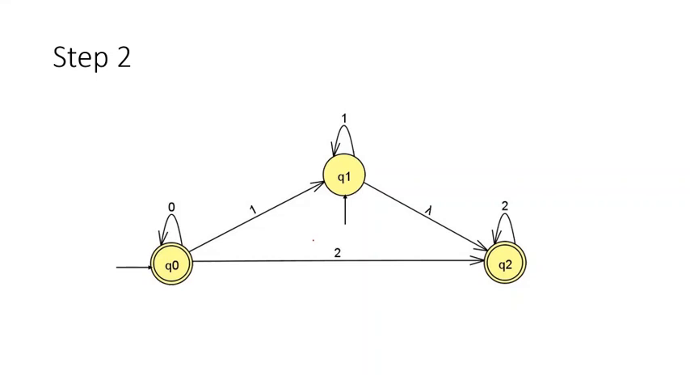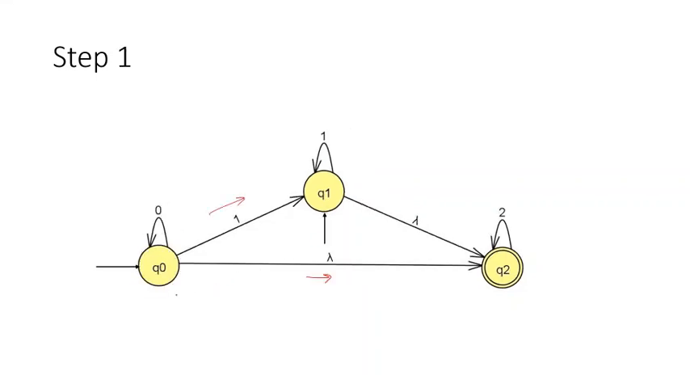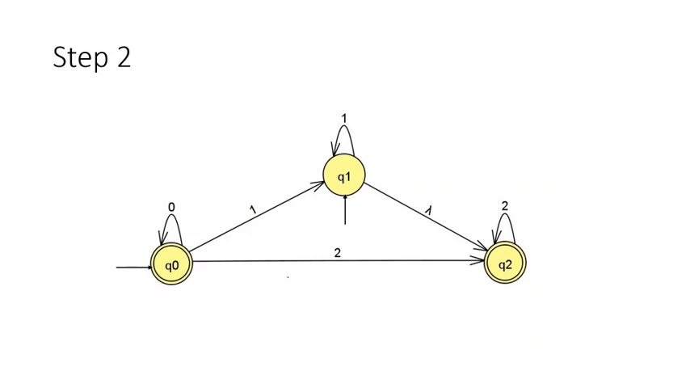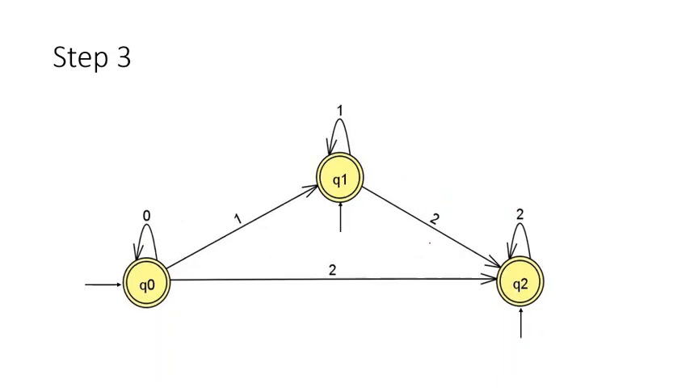The next step: now suppose we have to remove this lambda transition from Q0 to Q2. There is a transition coming out of Q2 with symbol 2, so we have to copy this symbol. And since Q2 is a final state, Q0 is also a final state. Last, one lambda transition is left, so we have to remove it again. Following the same rule, Q2 has a transition with symbol 2, so we have to copy this edge from Q1 to Q2 as well.